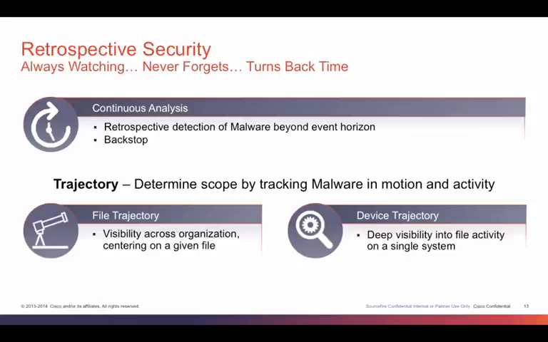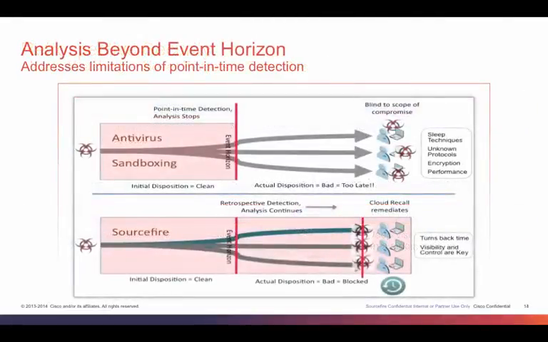This is a key enabler of retrospective security, which is, again, unique to SourceFire. To put this another way, the existing malware detection technologies such as antivirus or even sandboxing products only look at the file once. If that file is unknown or is just not malware, the file is let through and then forgotten about. It's essentially lost. If we later discover that the file is bad, there's no record of it, which allows infections to spread.